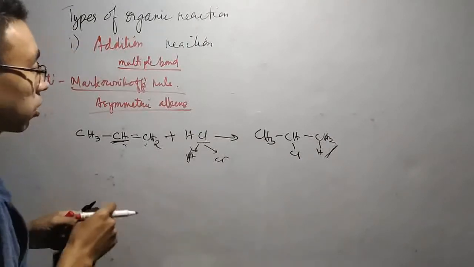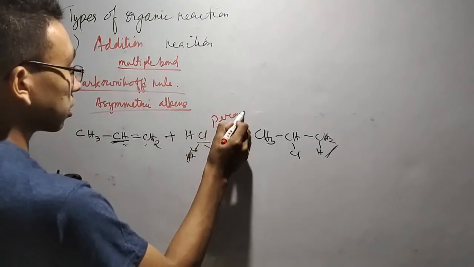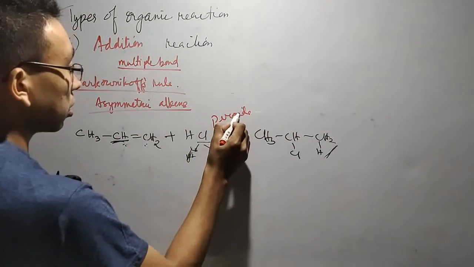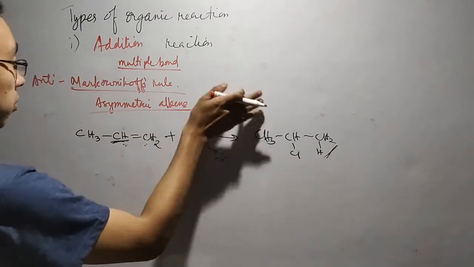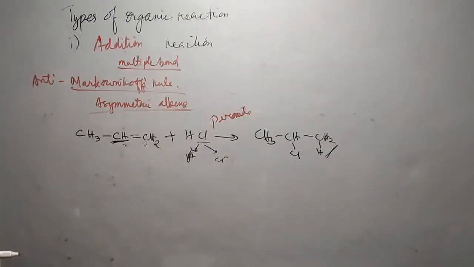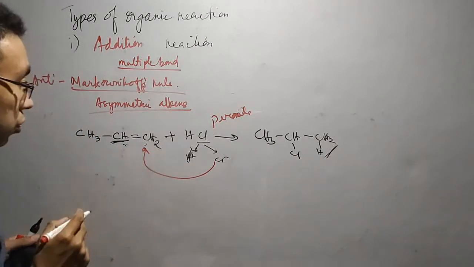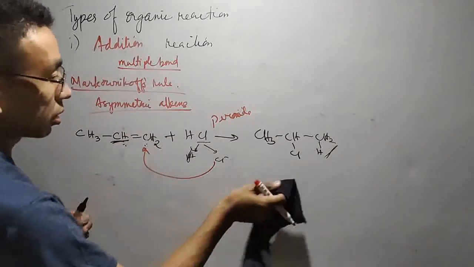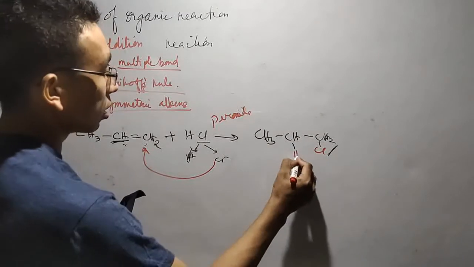Now anti-Markovnikov's rule takes place in the presence of peroxide, okay. So if there is no peroxide, it will follow Markovnikov's rule. If there is peroxide, it will follow anti-Markovnikov's rule. So in this case, the attacking reagent or the chlorine ion will attach to the carbon atom having more number of hydrogen atoms. Therefore, it will attach here, and hence it will be Cl and this is H.